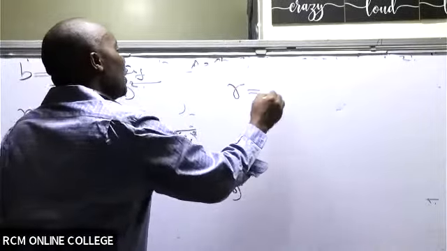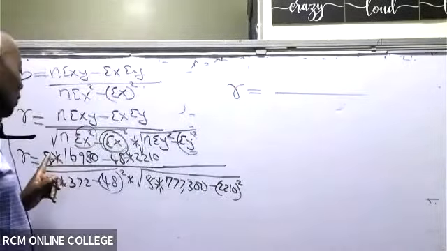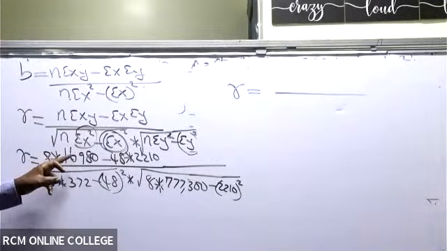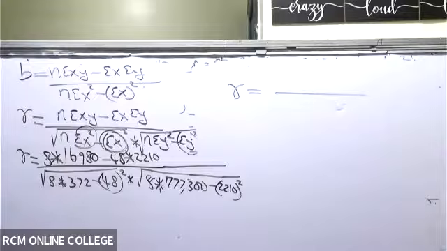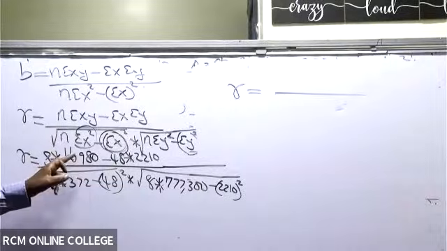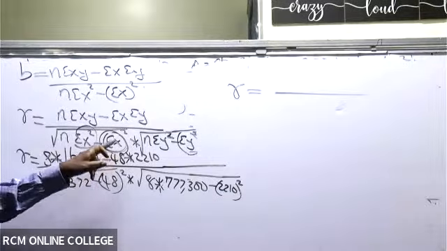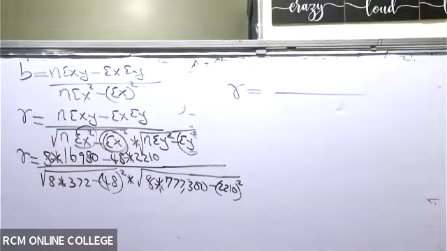Is there somebody who is able to remind me the numerator? First of all, you start with the numerator. You say 8 times this minus this times 2210. Is there anybody getting this numerator? We take here 8 times 16,980 minus 48 times 2210. Please give me this figure, all of you.